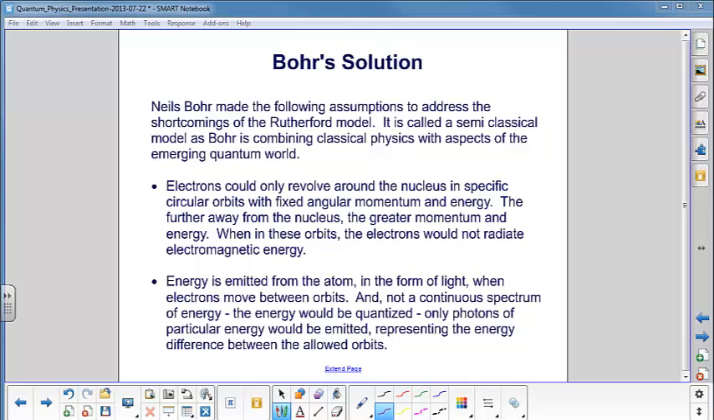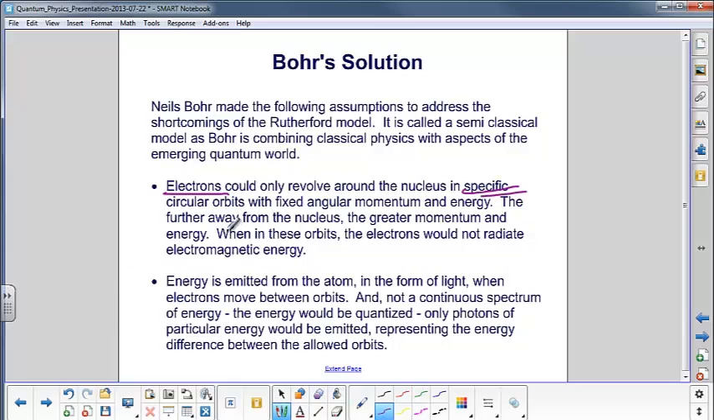Here's what Niels Bohr said. It is still called a semi-classical model because he's combining classical physics with some aspects of the emerging quantum world. 1. Electrons can only revolve around the nucleus in specific circular orbits with fixed angular momentum and energy. The further away from the nucleus, the greater the momentum and energy of the electrons in these orbits.